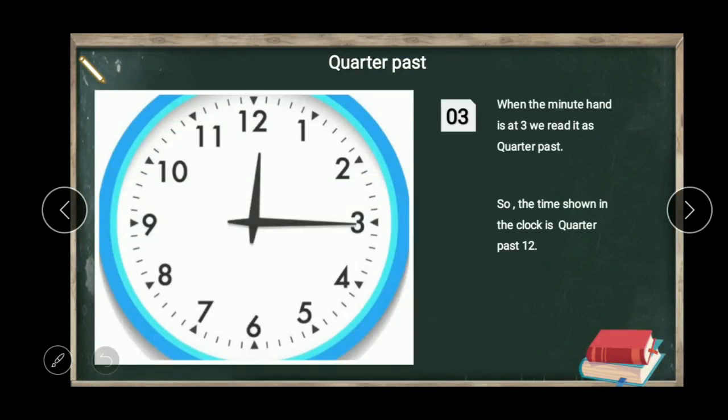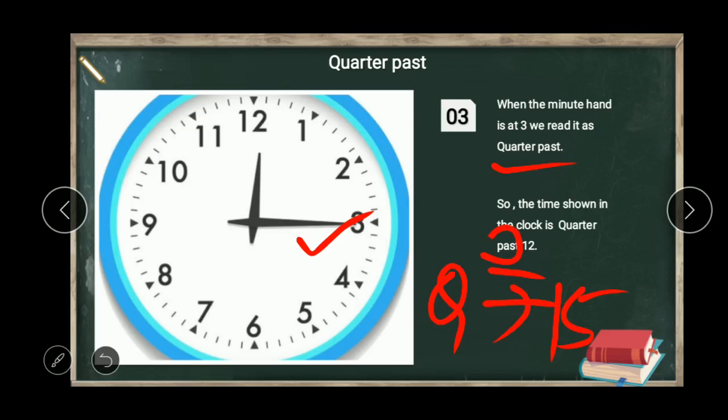When the minute hand is at 3, then we read it as quarter past. So here it is clear that minute hand is at 3 and our hour hand is in middle of 12 and 1. So the time is 12:15 or quarter past 12. Just now we studied what's the meaning of past? Over. It means 15 minutes are over. The meaning of quarter is 15 minutes. Meaning of past is over. So we can say that 15 minutes are over in 12 hours, or 12 hours 15 minutes means quarter past 12.